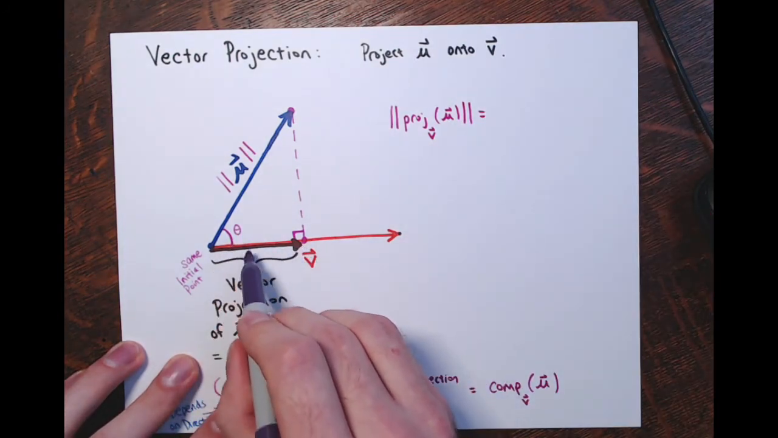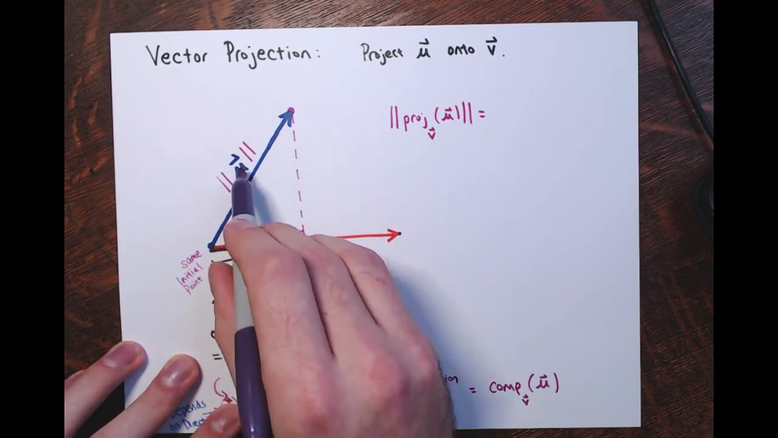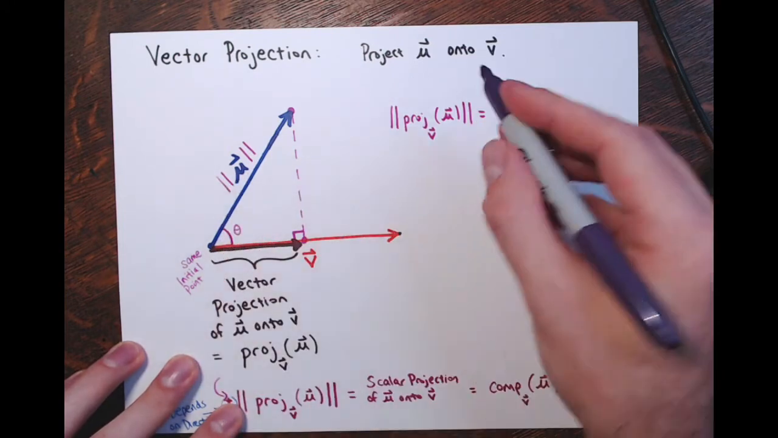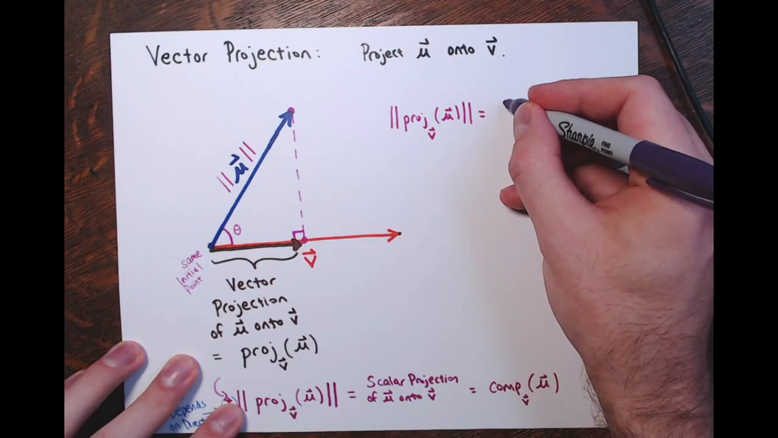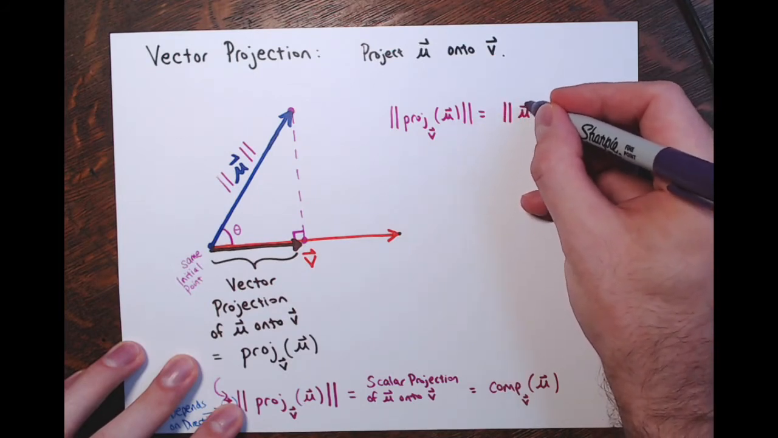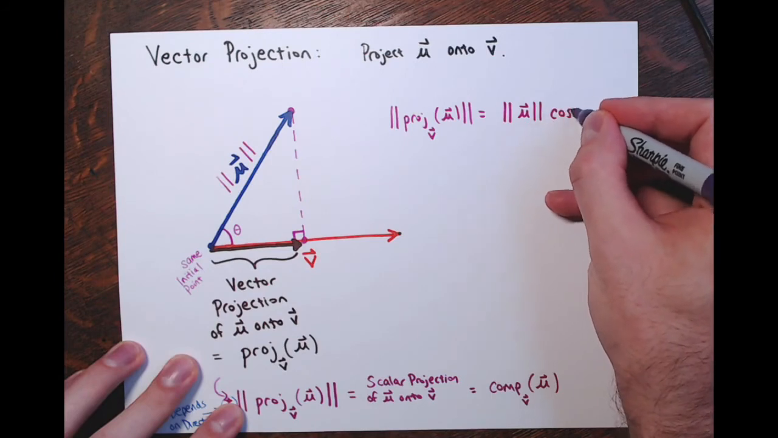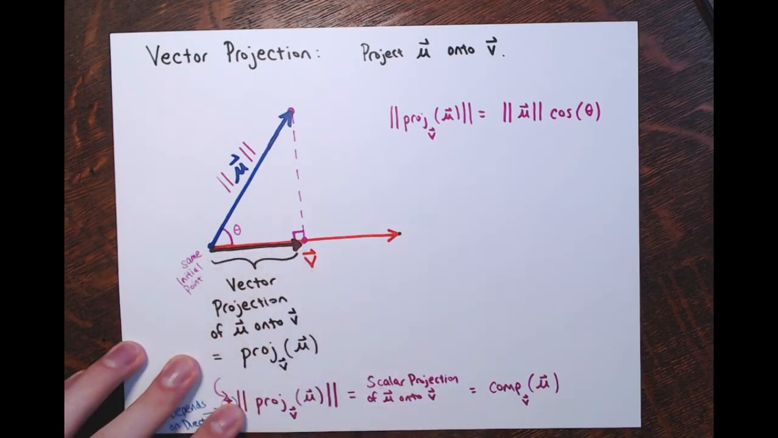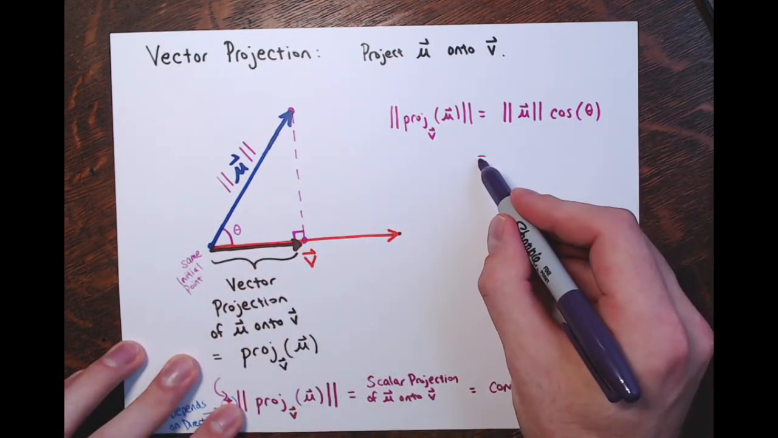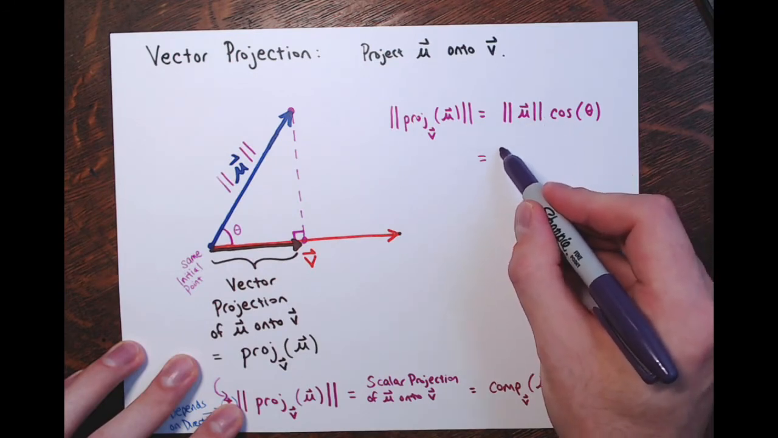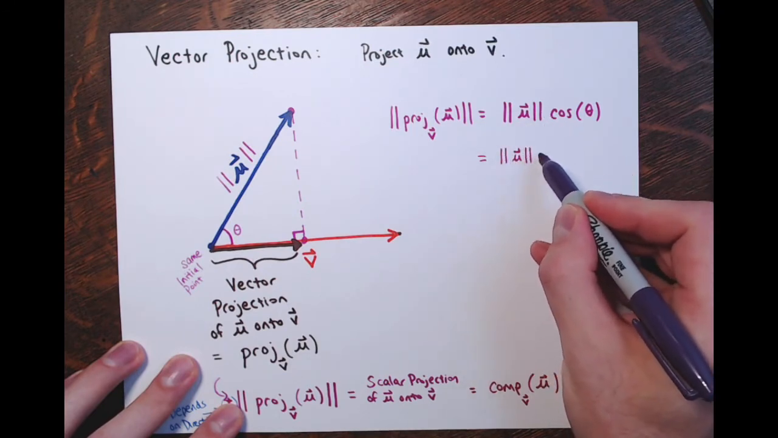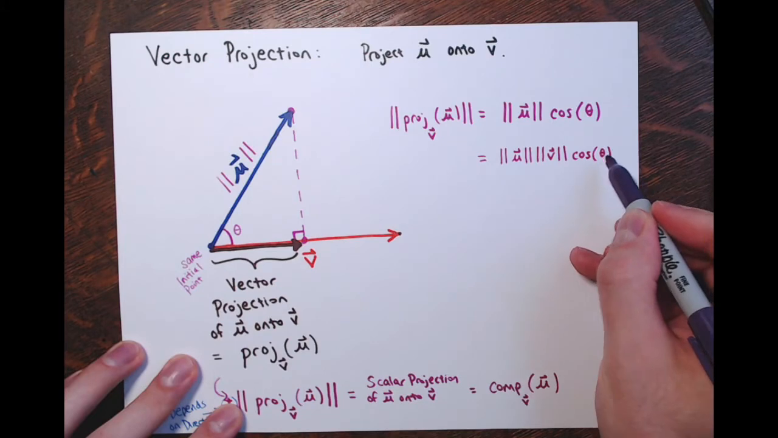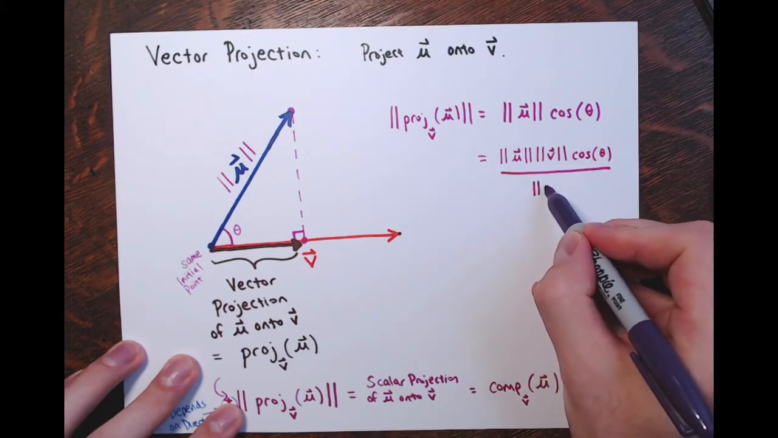To find that, I would need the cosine of theta. Remember, cosine is adjacent over hypotenuse. So it'd be the length of the projection vector, divided by the length of the hypotenuse, the magnitude of u. So if I solve for the projection vector's length, it'd be the magnitude of u times the cosine of the angle between u and v. Again, using this right triangle, I can solve for the length of this brown vector. And then what I do next is I'm going to multiply the top and bottom here by the magnitude of v. So I have magnitude of u times magnitude of v times cosine theta divided by the magnitude of v.